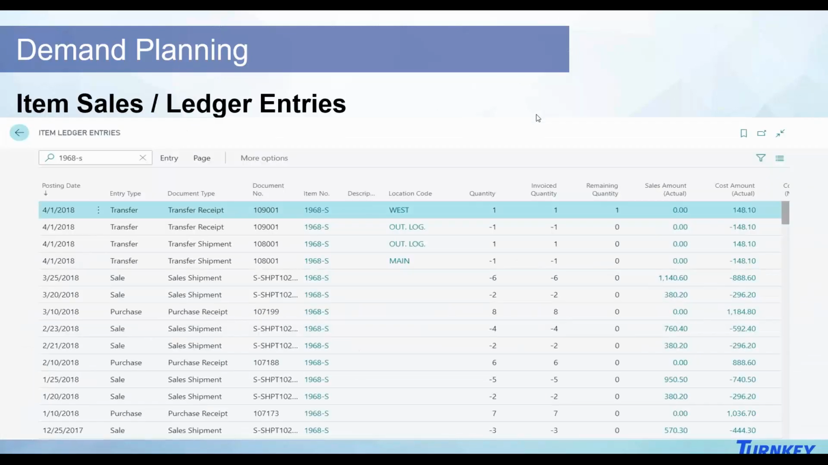The big thing about the demand planning, and I would think the first question you would have is, how does it project what I need? Is it based on classic historic forecasting, right? What happened in the past to predict what's going to happen in the future? Well, yeah, it does. And basically, that all comes from the item sales ledger, the item ledger entries. So we're tracking every item, every location that you have, specifically the ins and outs, the transfers, the sales, the purchases.